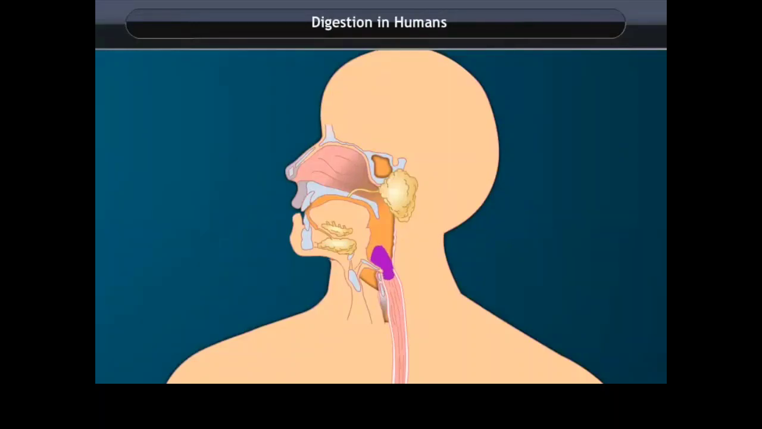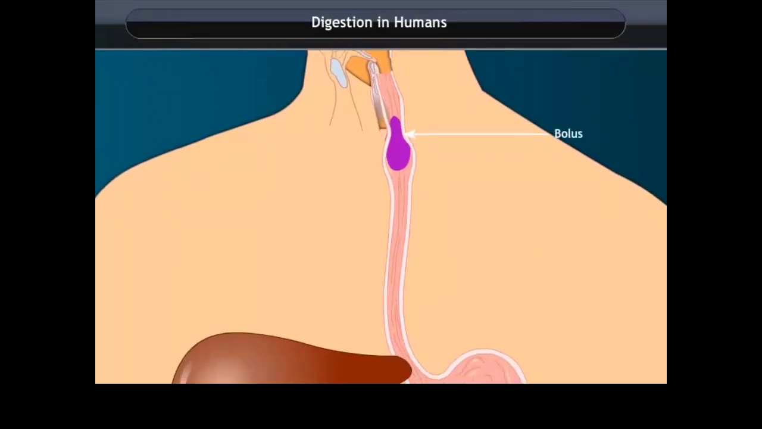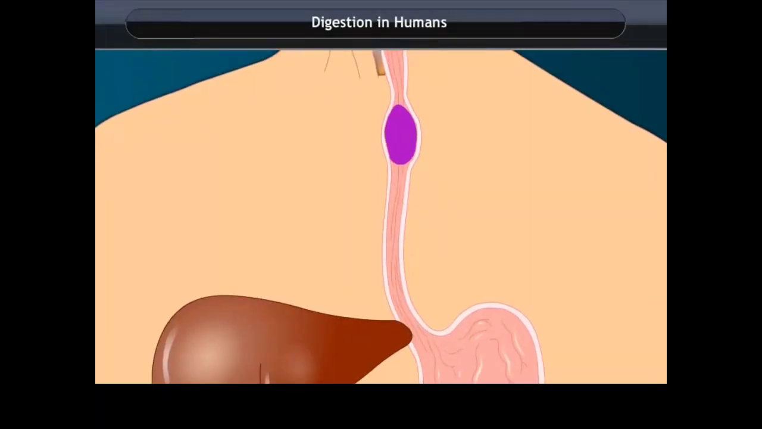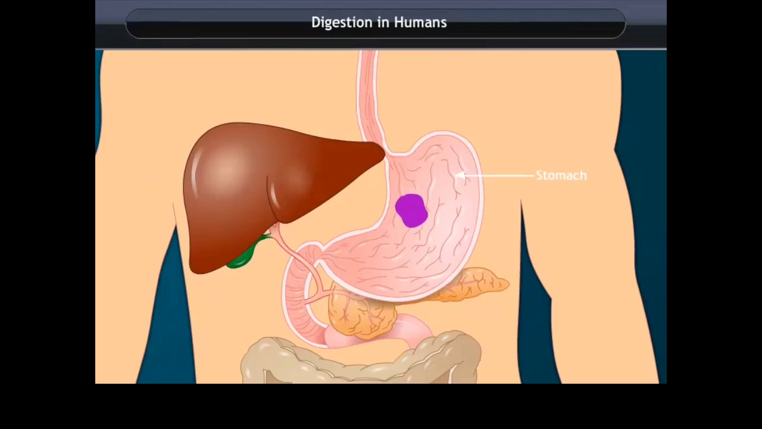We know that the tongue helps in swallowing food, but where does the swallowed food go from the mouth? The swallowed food passes into the oesophagus from the mouth. The oesophagus, or the food pipe, runs along the neck and chest. The walls of the food pipe move to push the food down into the stomach.